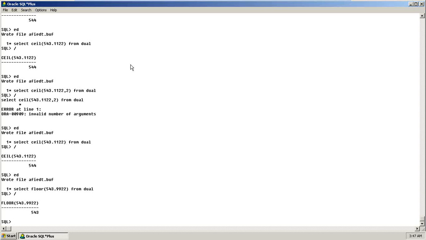Next we have to work with date functions, conversion functions, and miscellaneous functions. Among the SQL functions, we have to work more with date functions, conversion functions, and miscellaneous functions. So those functions we will discuss tomorrow.